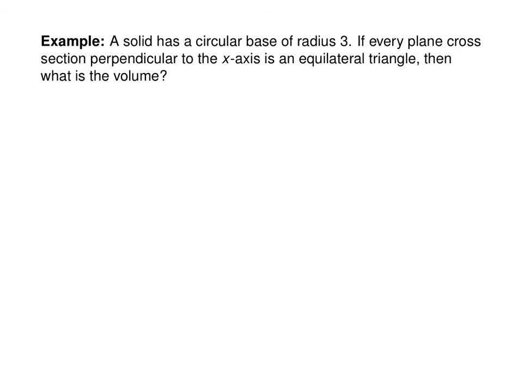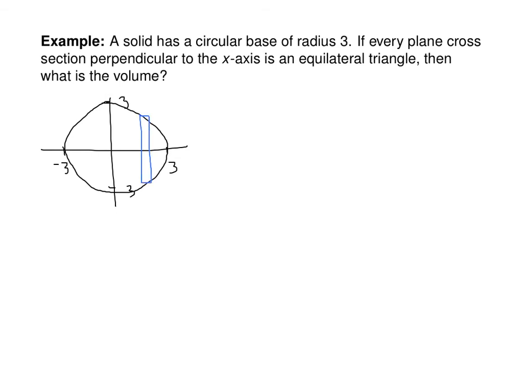In the next example, we have a similar base, but in this case our cross sections are equilateral triangles, not squares. So a solid has a circular base of radius 3. So -3, +3, +3, -3. And I will slice perpendicular to the x-axis. So there's a general slice. Now the equation for a circle of radius 3 centered at the origin is x squared plus y squared equals 9. Solving it for y, we end up with y equals plus or minus the root of 9 minus x squared.